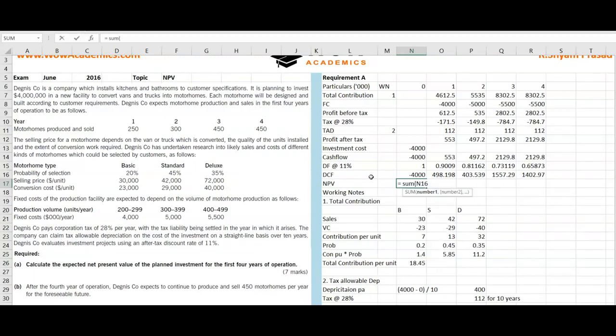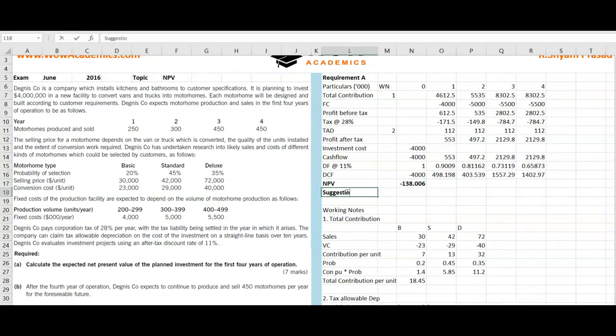You will get your NPV. So NPV will be from here to here. You close the bracket. So answer comes to minus 138. So that is the correct answer. It's a negative. So the suggestion would be, as NPV is negative, the project should be rejected. So that's about the suggestion.